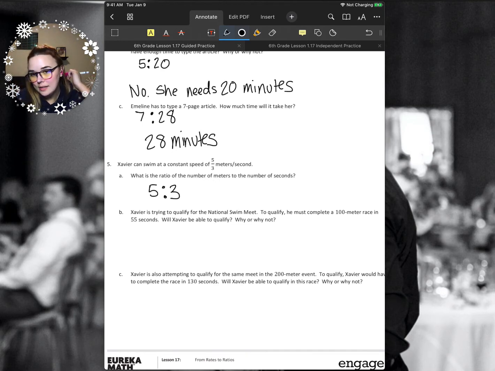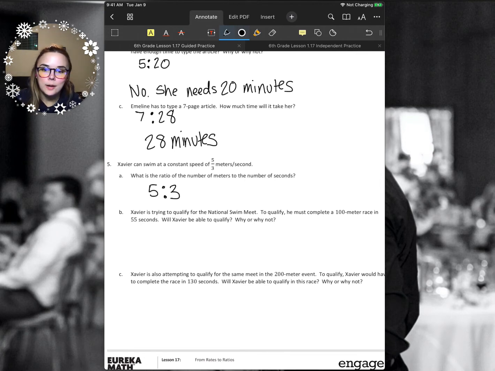So we can find these using different methods. We can use a tape diagram, we can use those double number lines, we can use a ratio table, whatever works best, or you can just multiply like we have been. Xavier is trying to qualify for the national swim meet. To qualify, he must complete a 100-meter race in 55 seconds. Will Xavier be able to qualify?